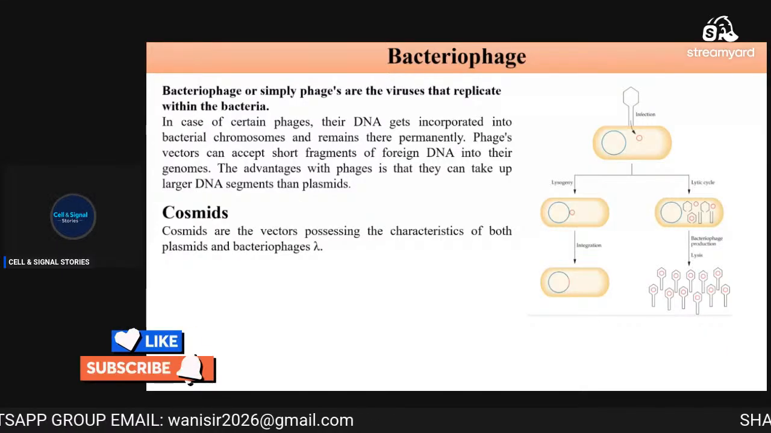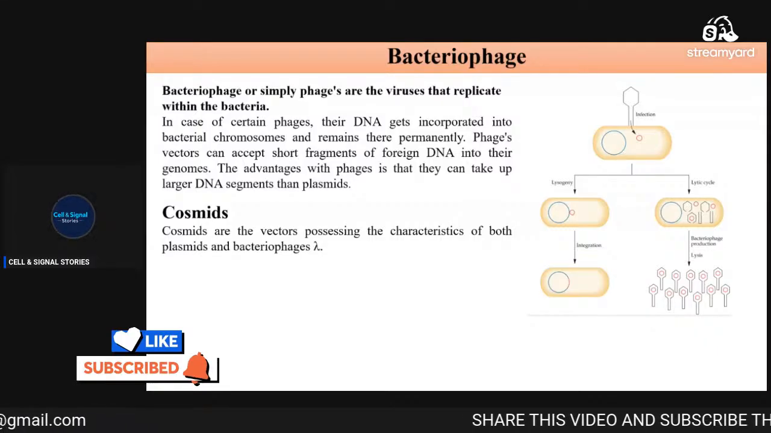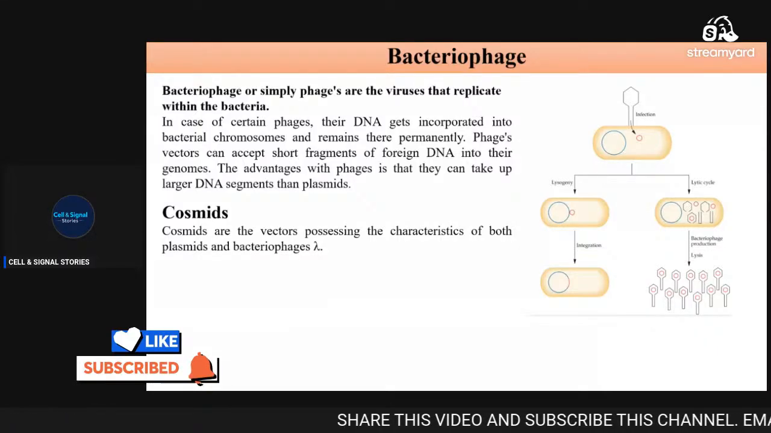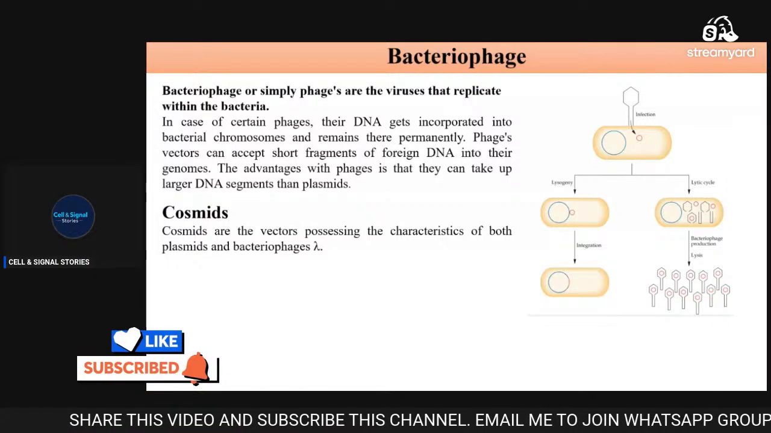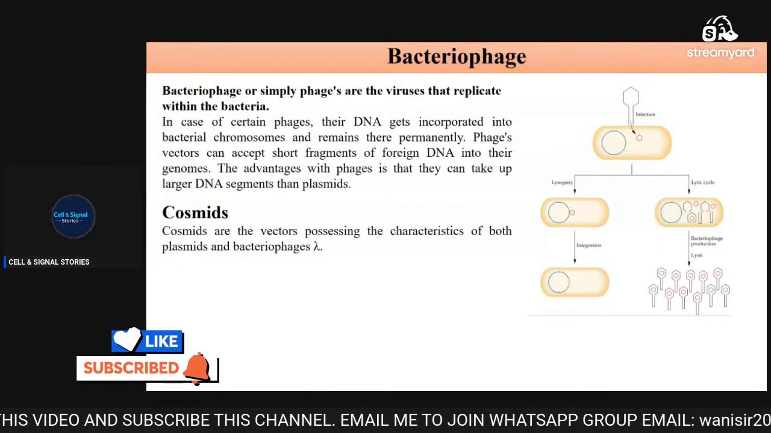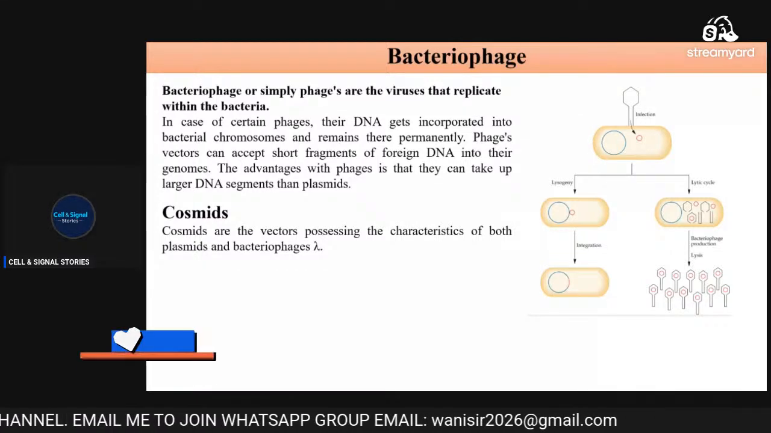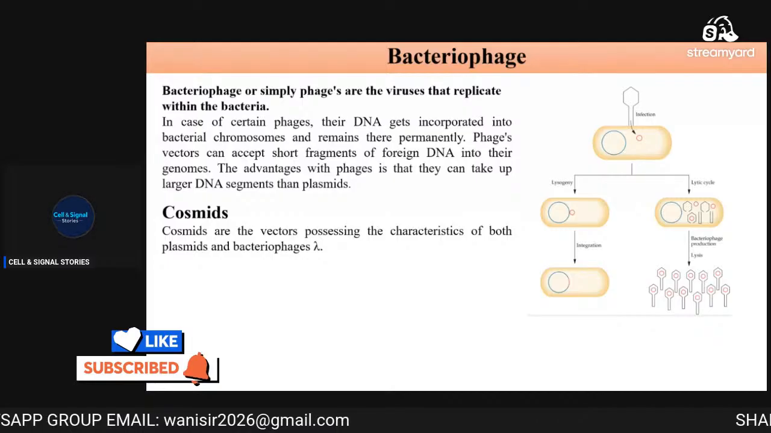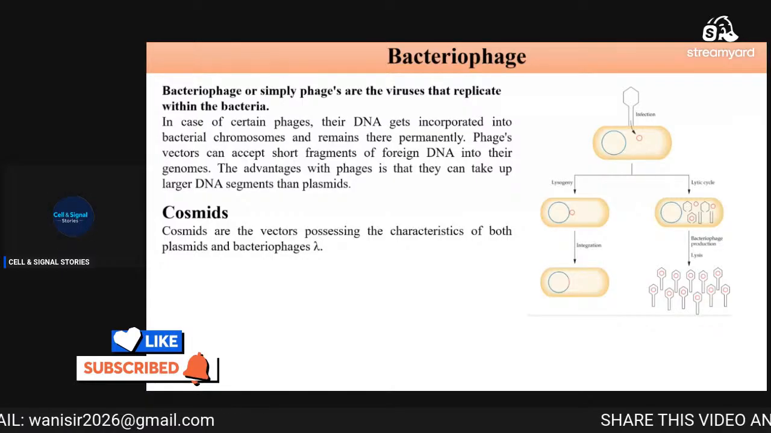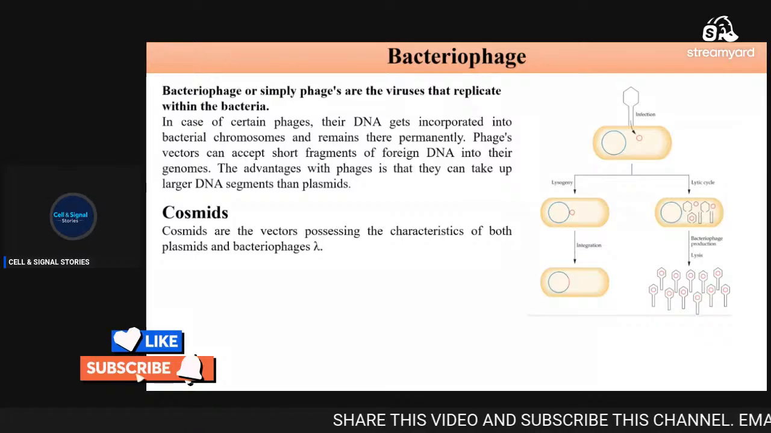So now this cosmid possesses the features of the plasmid and the bacteriophage. Cosmid grows in the plasmid form in the bacteria. That means they grow in the plasmid form in the bacteria, and they can replicate like a plasmid and can be packaged like the bacteriophage. So what are the best characteristics? The best characteristic is that the replication is like the plasmid, the way a plasmid is replicating.